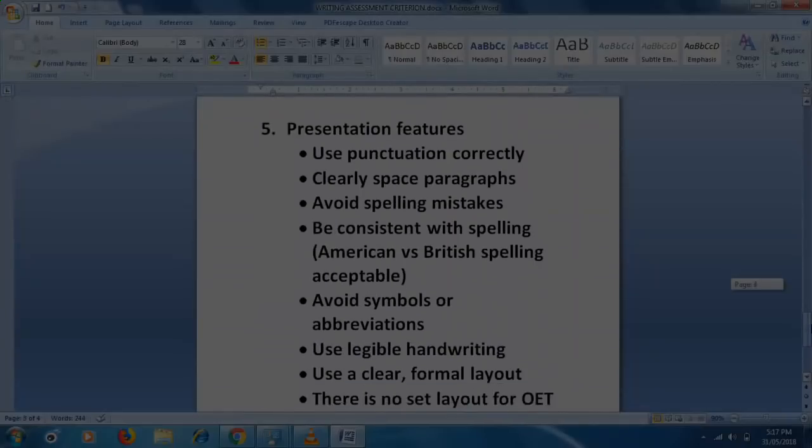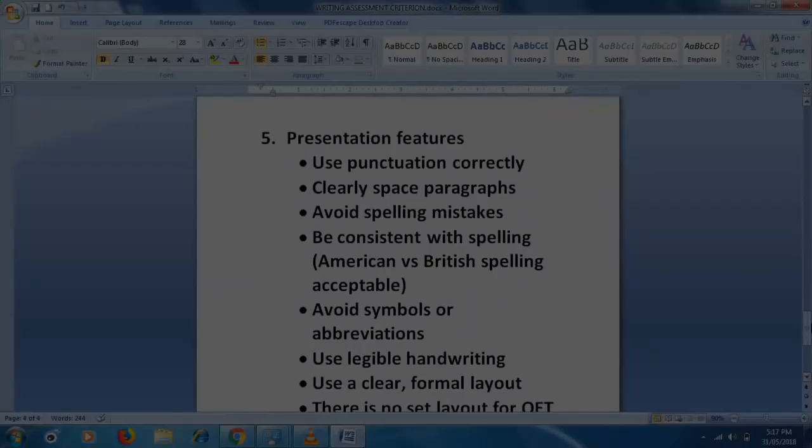And the fifth one is presentation features. The first is use punctuation correctly, and punctuation doesn't just mean full stops or commas. It includes semicolons, apostrophes. You can use quotes as well if you're trying to report something that has been verbalized by the patient exactly. You can use quotes which look like this.